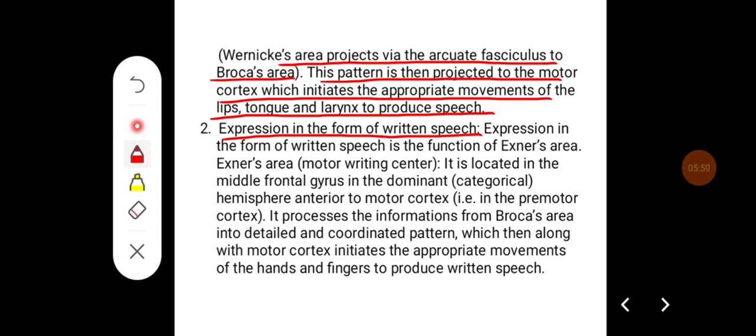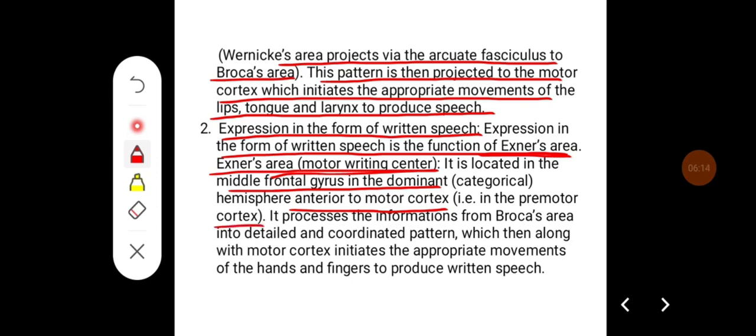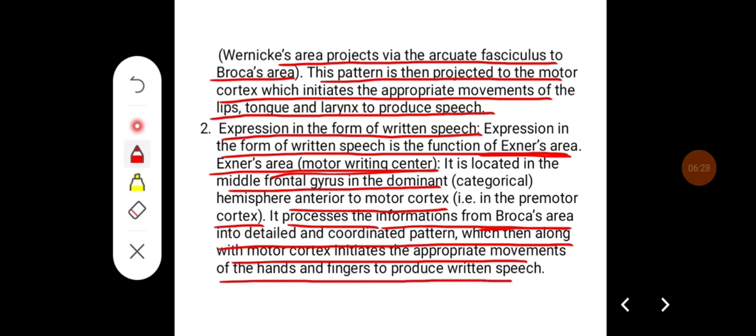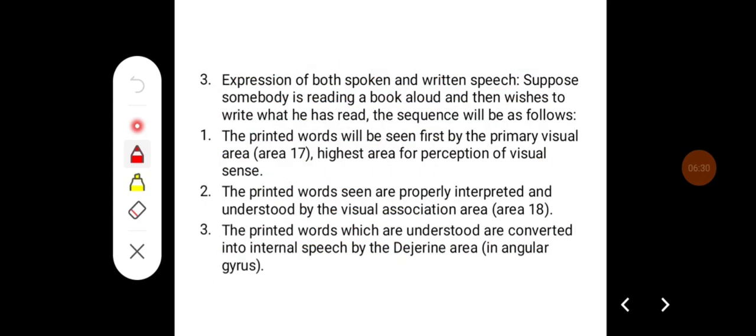Then expression in the form of written speech. Expression in the form of written speech is the function of Exner's area. Exner's area, that is the motor writing area, is located in the middle frontal gyrus in the dominant hemisphere anterior to the motor cortex. That is, it is situated in the premotor cortex. It processes the information from Broca's area into detailed and coordinated pattern, which then along with the motor cortex initiates appropriate movements of hands and fingers to produce written speech.